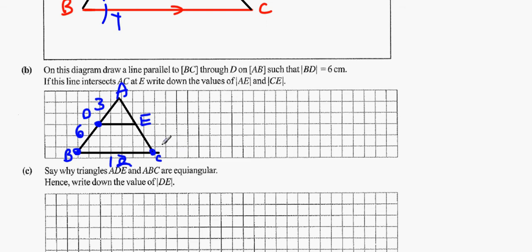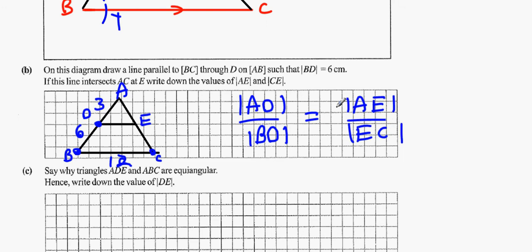So what we got to remember here is the proportions are the same. So AD divided by BD is the same thing as AE divided by EC. So what this basically means is that AD is going to be 3 over 6, which is the same thing as a half. Okay, so 3 over 6 is a half.